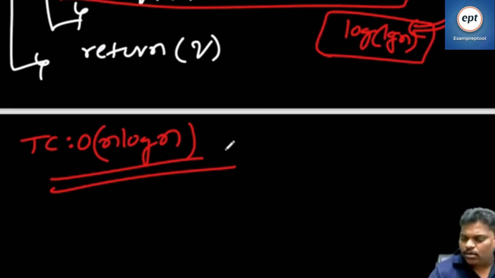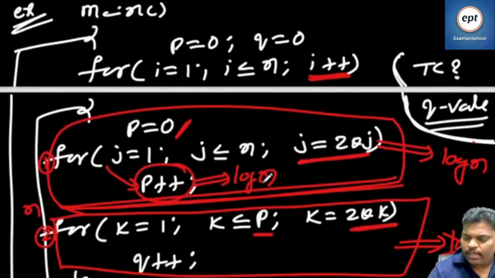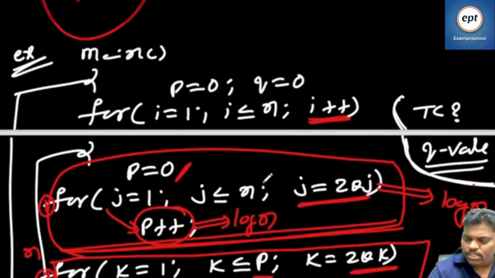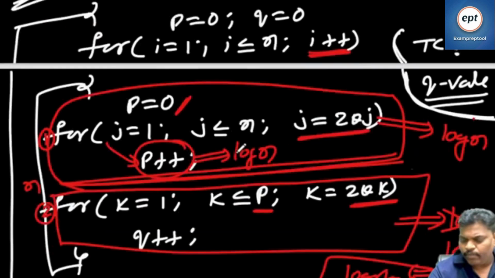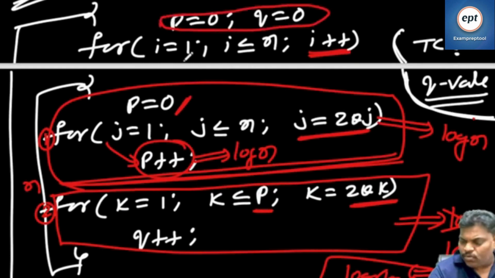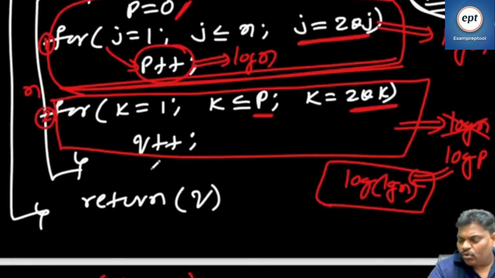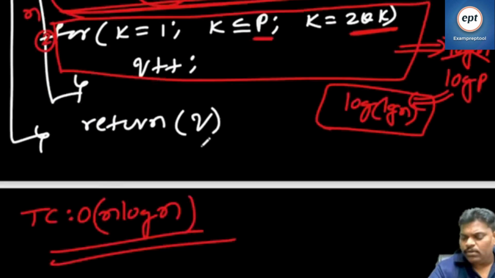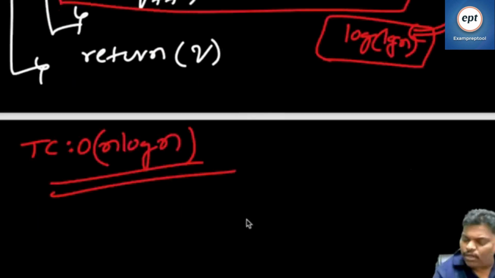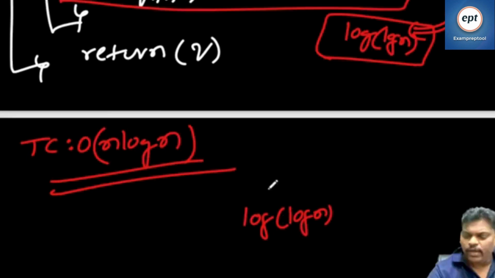Right? Now see the q value. Everyone listen, initially the p value and q value both are 0. At the end of the j loop, the p value becomes log n. At the end of the k loop, the q value becomes log n, because the k loop is repeating log n times. Every time q will increment by 1. So the first time, the q value becomes log n.